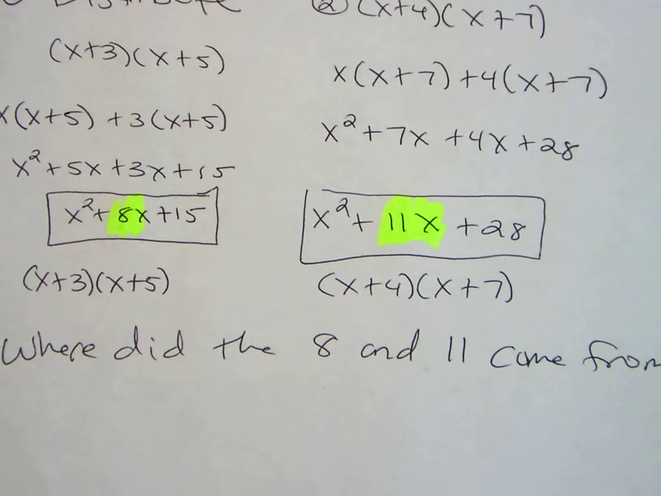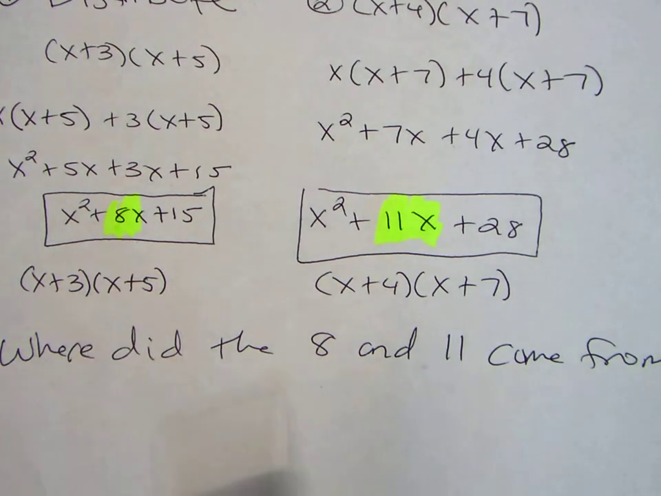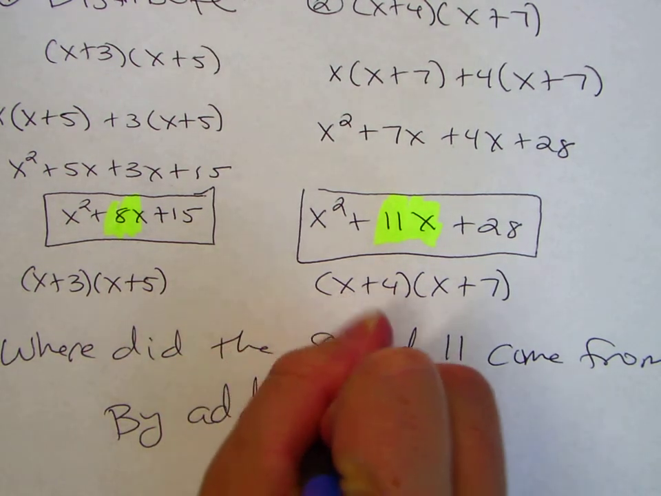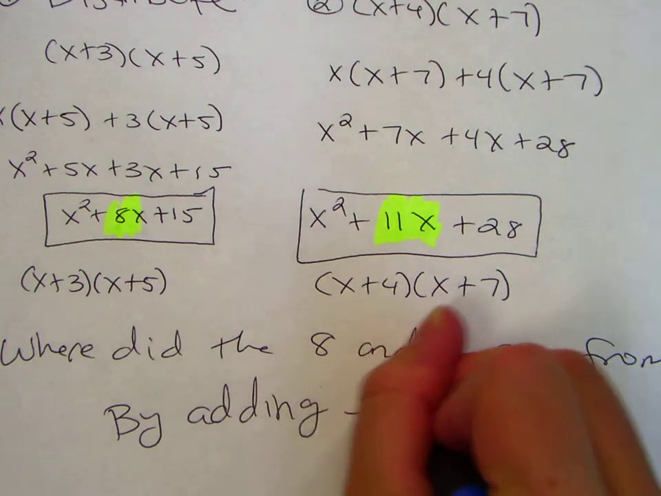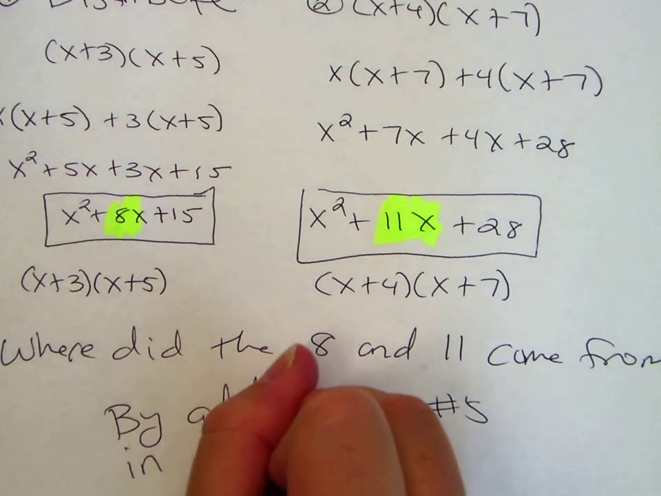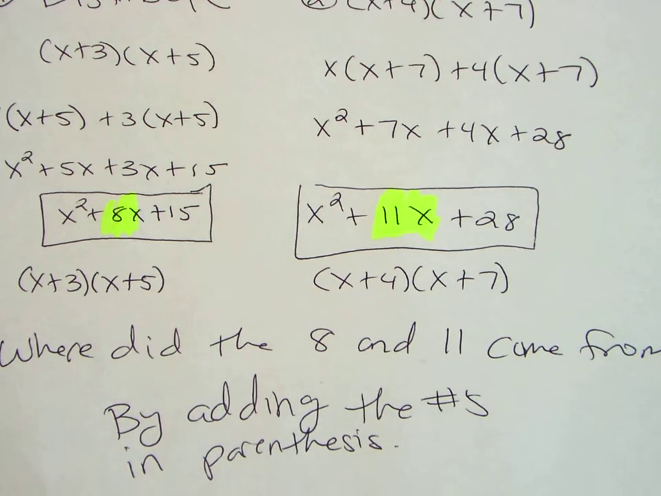Okay. Where do they come from? Well, you add, right? 3 plus 5 is 8, and 4 plus 7 is 11. By adding the numbers in parentheses. Right? We get them by adding.